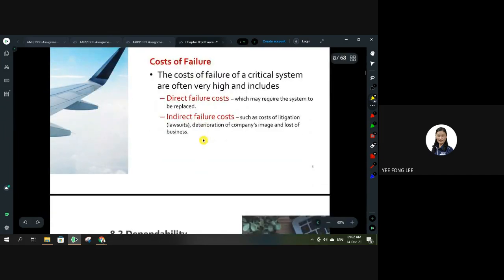Next, we look at the causes of failure. There are two categories here, direct and also indirect. A direct failure requires the system to be replaced. Indirect here will be the other way around.